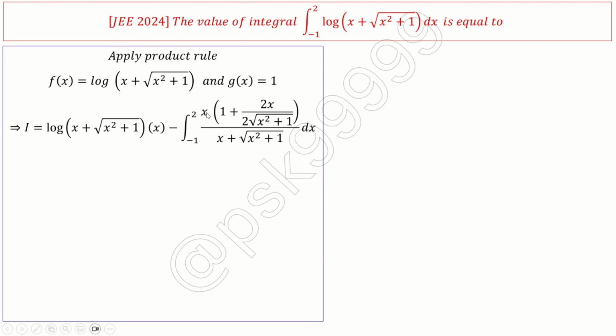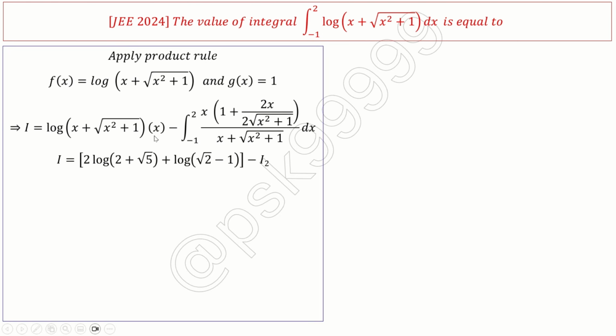integration from minus 1 to 2 of the differentiation of this, which is nothing but 1 by x plus square root of x square plus 1. Then the integration of this one is nothing but 1 plus 2x by 2 times square root of x square plus 1. And then the integration of 1 is x, which is here. We should apply limits to this one.